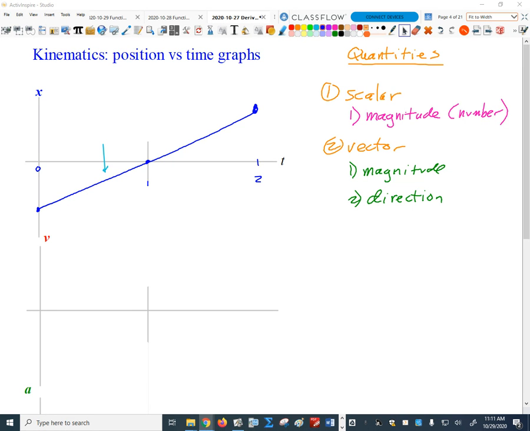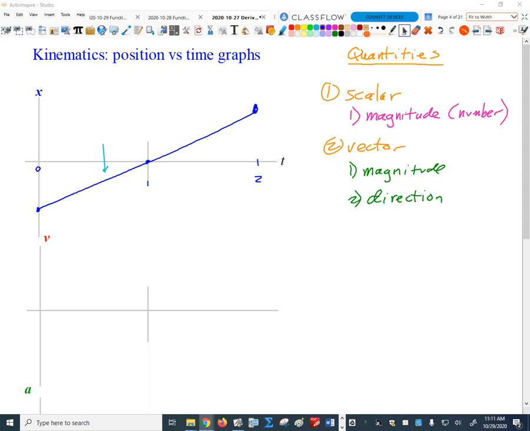Well, what's the most convenient way to distinguish those two different places? If I'm going to call this a position of positive 1, what do you think I'm going to call this position then? Negative 1, right? So position is a vector quantity. It could be positive or negative, for example.